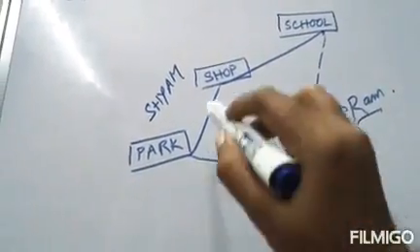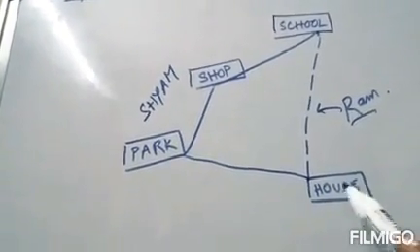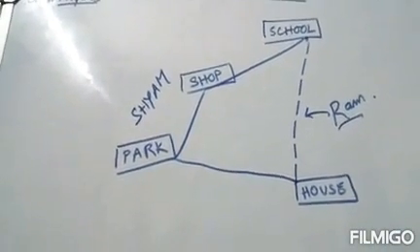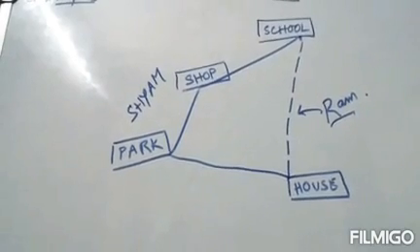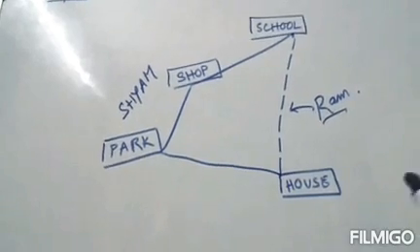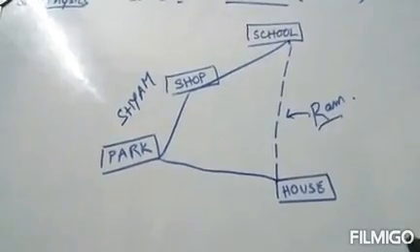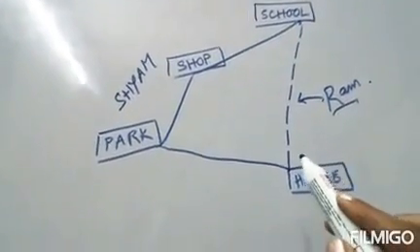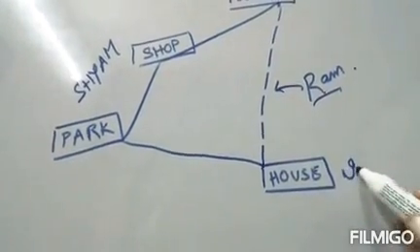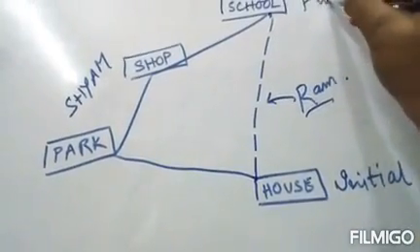So we can say that the path covered by Shyam is known as distance, whereas the path covered by Ram is known as displacement. What is the difference between distance and displacement? Distance is the path covered by an object, and displacement, when we talk about it, we say it in terms of initial and final position.